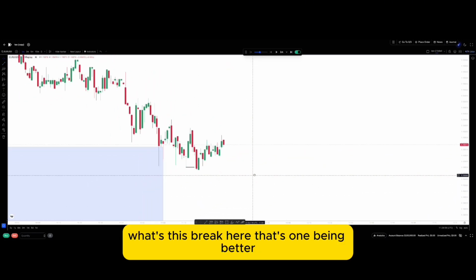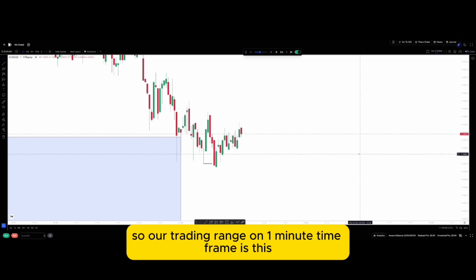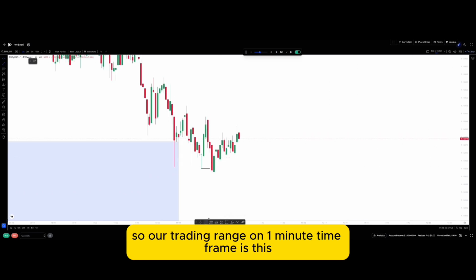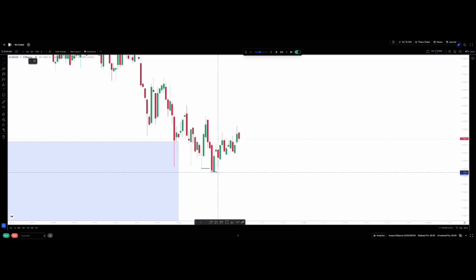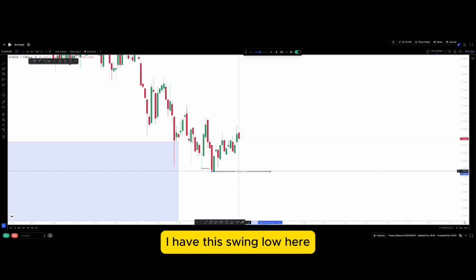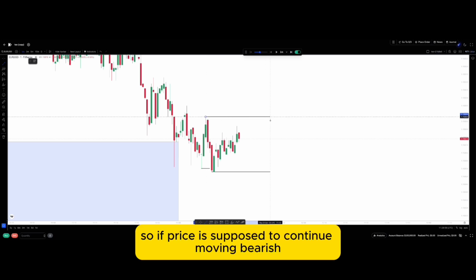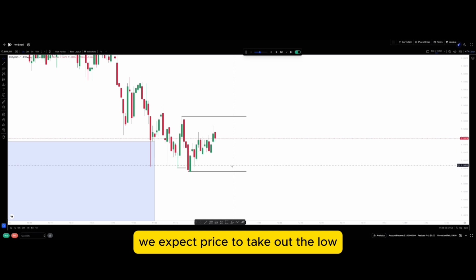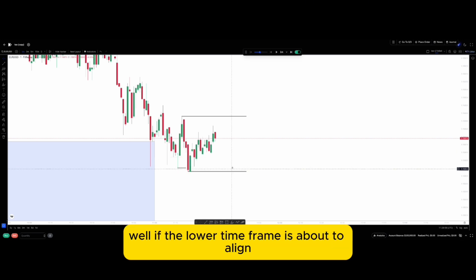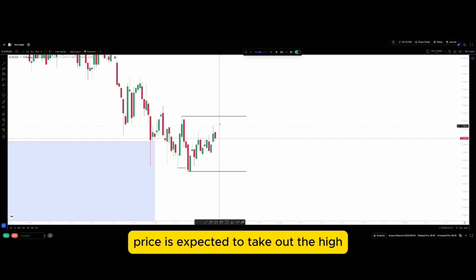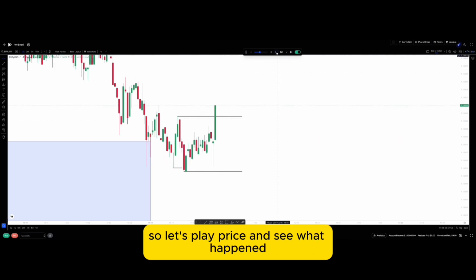Zoomed in better, right? So our trading range on the 1 minute time frame is this swing low. Let me bring it down. Okay, this swing low and this swing high. If price is supposed to continue moving bearish on our lower time frame, we expect price to take out the low. Or if the lower time frame is about to align with our higher time frame, price is expected to take out the high. So let's play price and see what happens.